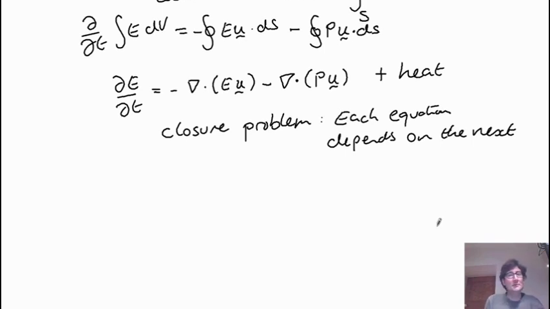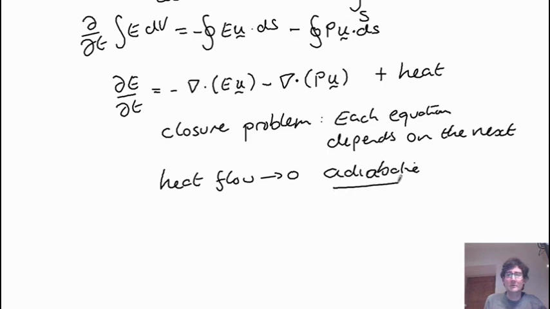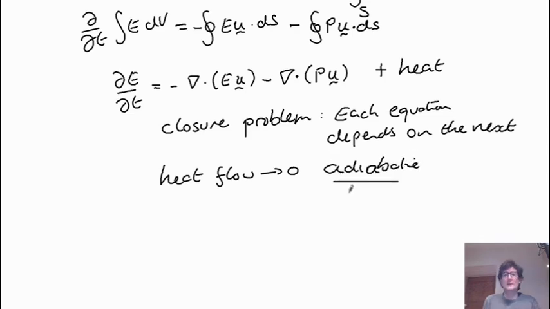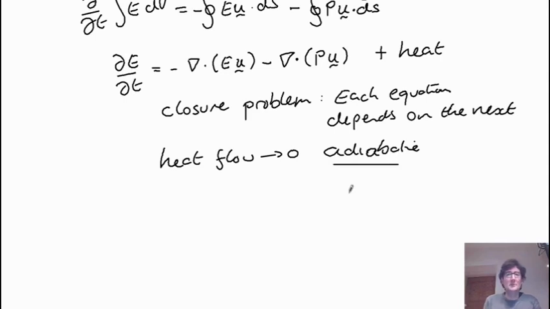Okay, but now, because we truncated it here, we've just said that there's no heat, so this heat flow is 0, so it's an adiabatic assumption. And this has led us to a closed set of equations which don't depend on anything else we don't know, which are called the Euler equations.